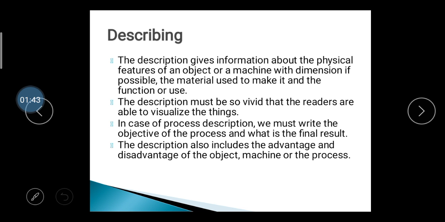When you describe anything, take an example, whenever you read or have to imagine anything, that is called the description. Whenever anyone gives you an idea of an object, at that time the imagination of this object forms in your mind. Then, in the case of process description, we must write the objective of the process and what the final result is.